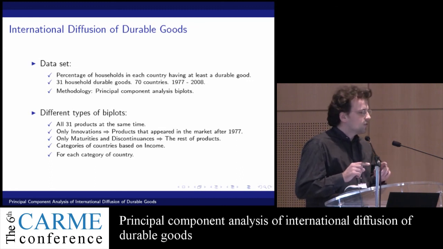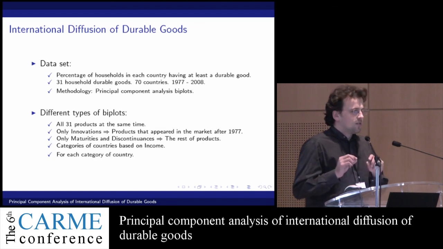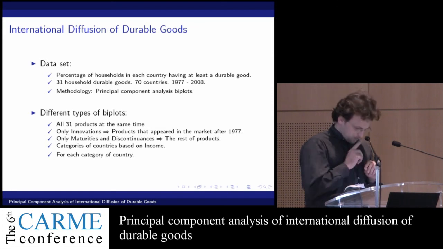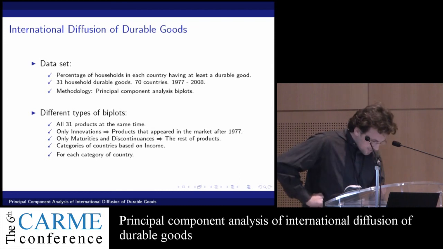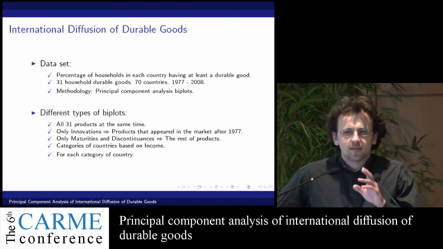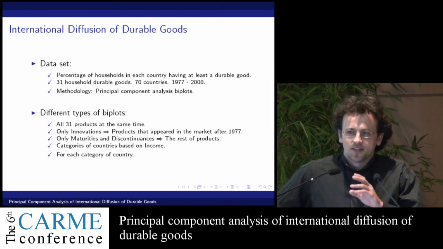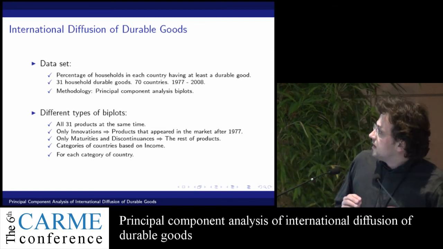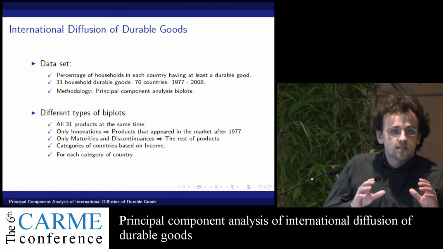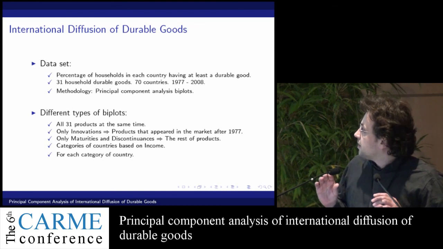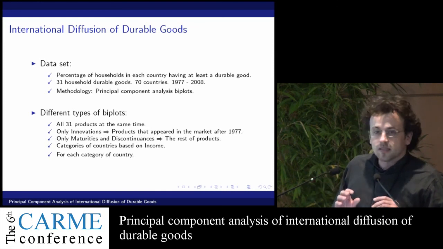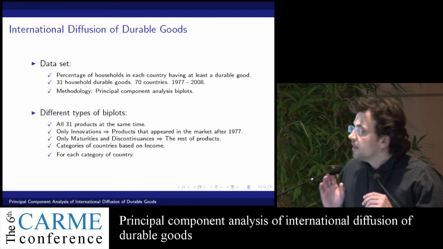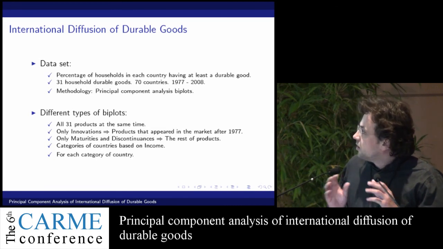The data set that I use is the percentage level of possession of households. There are three types of plots in the poster. One is about innovations only. The other one is about discontinuance and maturities. That means all technologies. And the other one is all together.